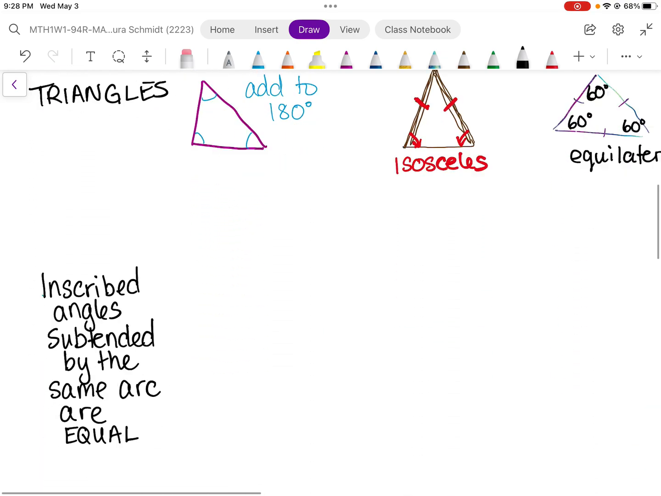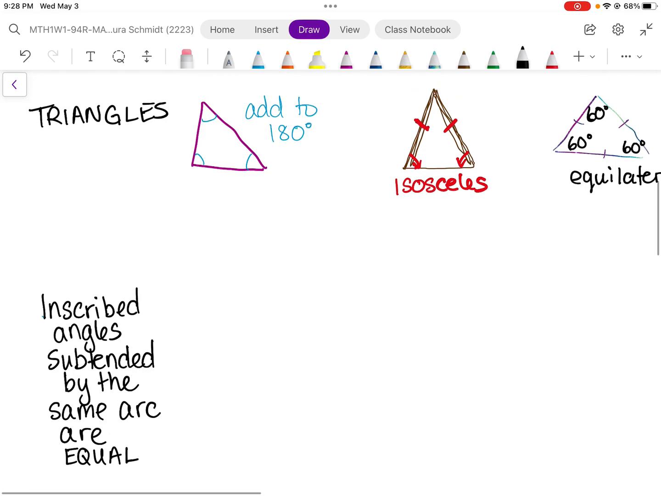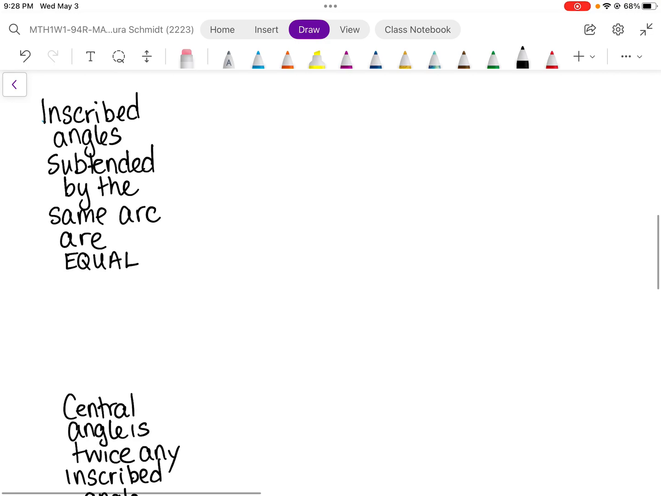And then these weird circle properties. We've got this one: inscribed angles subtended by the same arc are equal. And what that means is, let's draw a circle. I'm not in Notability, so I can't draw a nice circle, but there we go. Let's label two points on our circumference somewhere. Let's just say A, and we'll put B here.